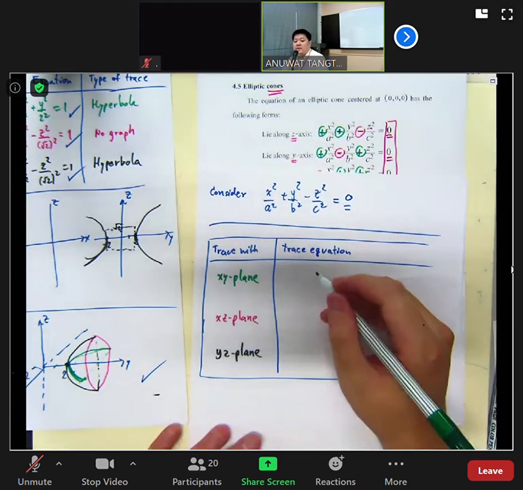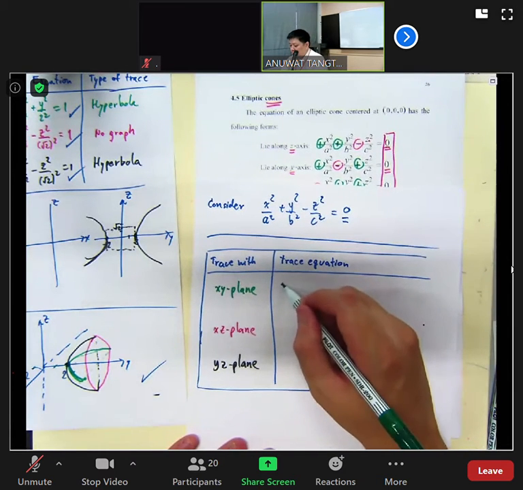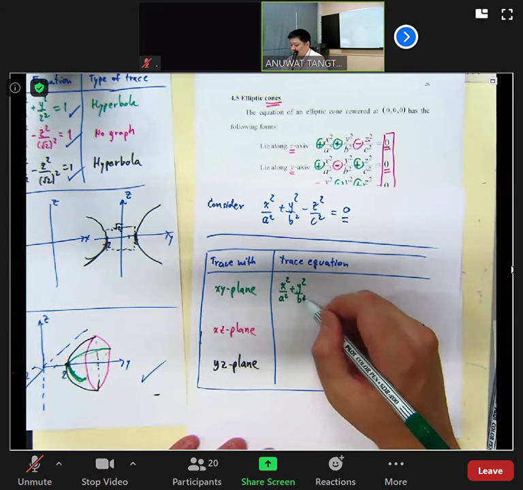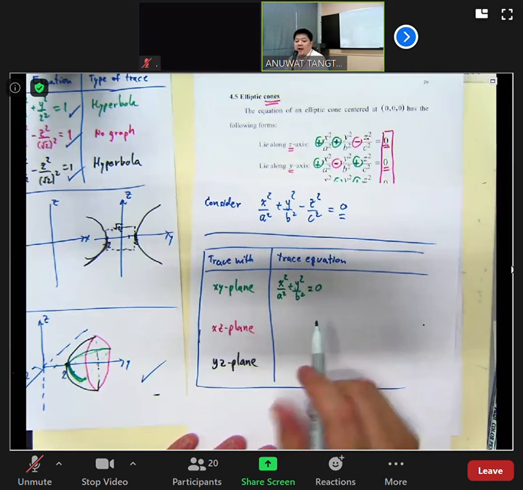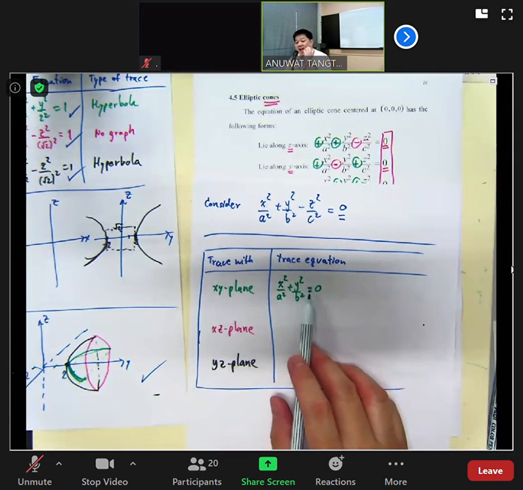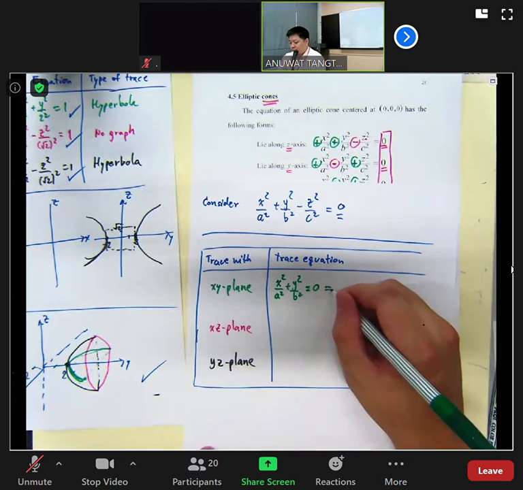Now let's work on the xy plane. We let c be 0, so the equation becomes x squared over a squared plus y squared over b squared equal to 0. And for this case, note that this will be 0 only when x and y are equal to 0.